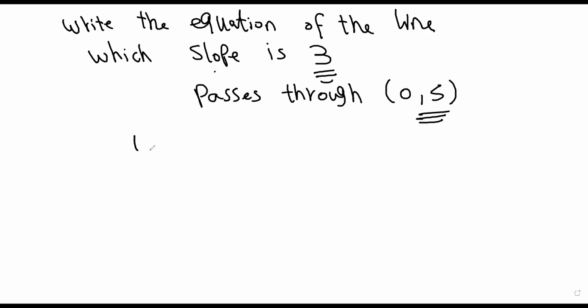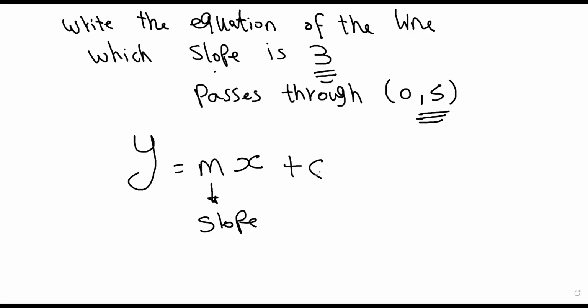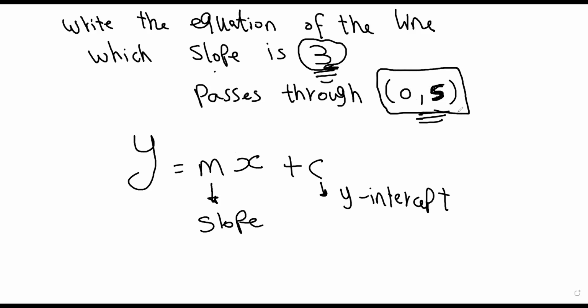You know, the line is written in this format, y equals mx plus c. What is m? M is the slope. What is c? C is the y-intercept. So here we have the slope. The slope is what? The slope is 3. That's the slope. And also we have the y-intercept because the line passes through the point (0, 5). So that's the y-intercept. So we have m and we have c.